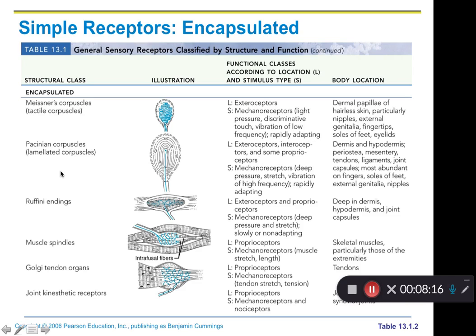The second is the Pacinian corpuscle. It is a laminated corpuscle. This is laminated because we can find several circle structures in this corpuscle. It is an exteroceptor, because it is in the skin, in the dermis or the hypodermis.